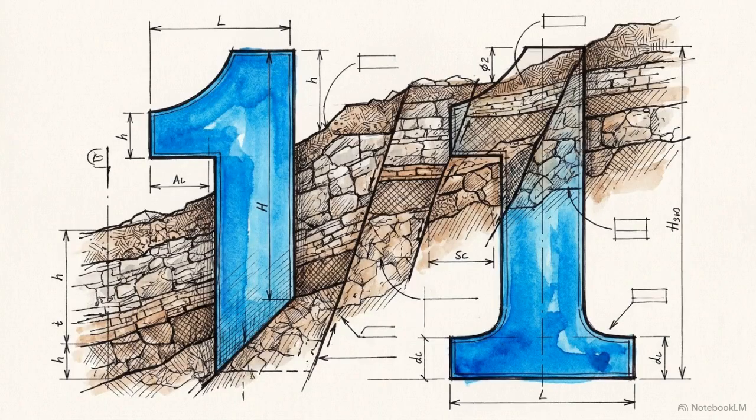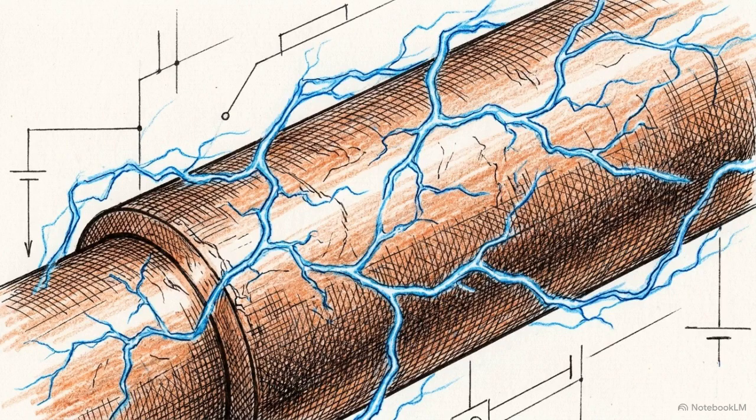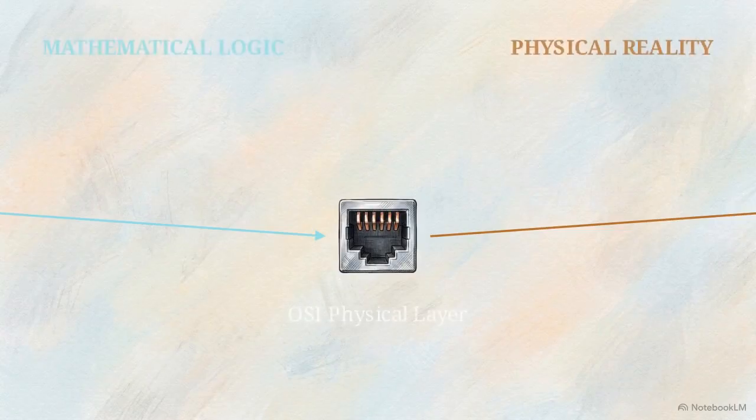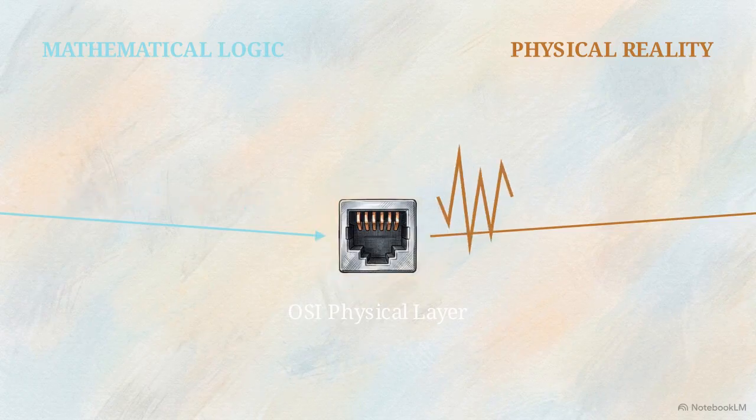A digital bit does not natively exist in the physical world. A copper wire has no concept of binary logic. It only reacts to physical phenomena like electrical voltage. To bridge the gap between mathematical logic and physical reality, networks rely on the OSI Physical Layer. It provides the standardized methods to translate abstract information into raw physical energy.